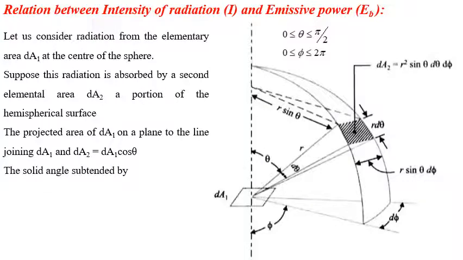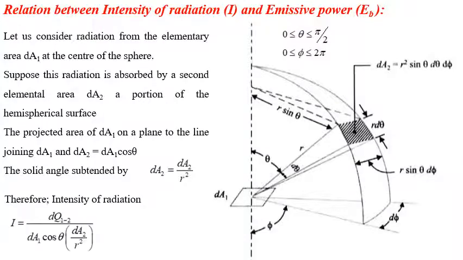The solid angle subtended by this second elemental area dA2 is dA2 by r square. Therefore, the intensity of radiation we can write as I is equal to dq1-2 divided by dA1 cos theta into dA2 by r square. Call this equation number 1, where dq1-2 is the rate of heat radiation from dA1 to dA2.